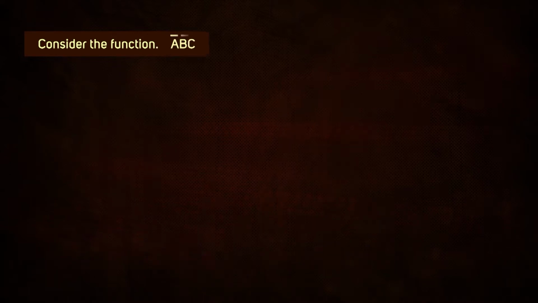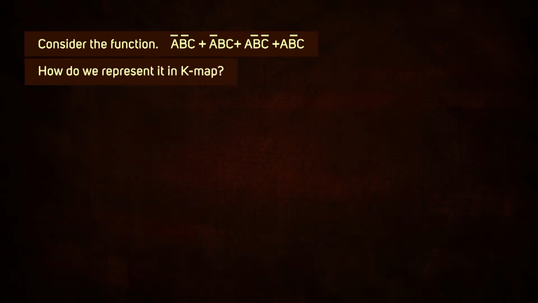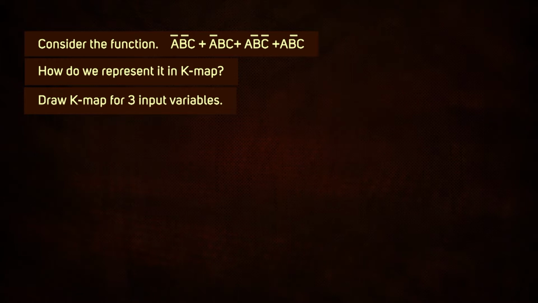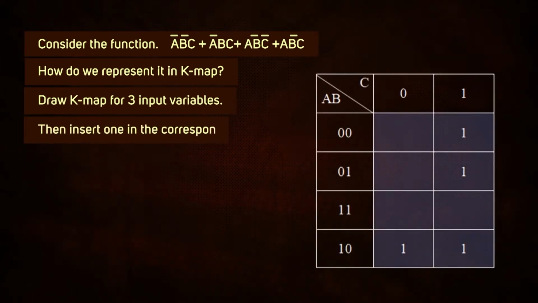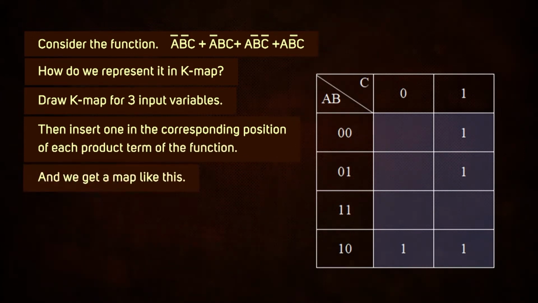Before you start mapping, make sure that the expression is in standard form. Otherwise, convert to standard form and proceed to mapping. Consider the function A complement B complement C plus A complement B C plus A B complement C complement plus A B complement C. How do we represent it in a Kmap? Draw a Kmap for 3 input variables. Then insert 1 in the corresponding position of each product term of the function and we get a map like this.